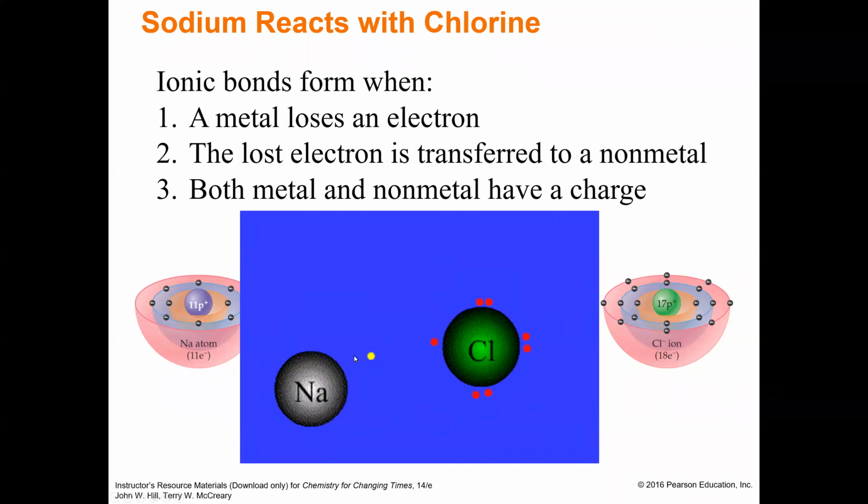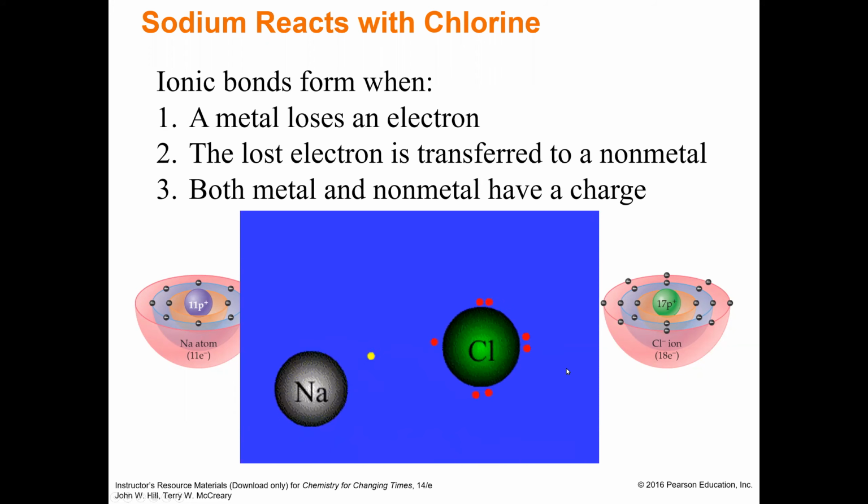So they come close together by random motion. The sodium gives the electron to the chlorine. Once that happens, that induces the charge, which then brings them closer together. And that's one type of an electrostatic interaction, electrostatic attraction. And really, all these bonds are electrostatic, so it's kind of redundant, but this is an ionic bond.